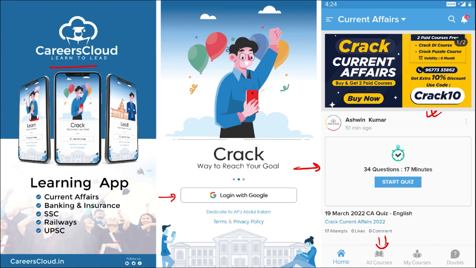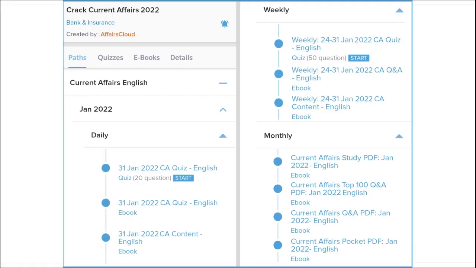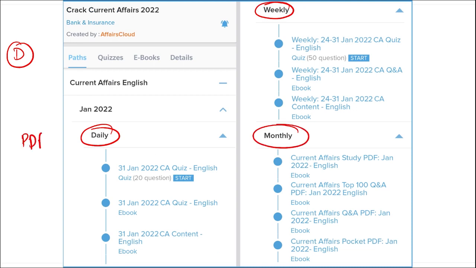If we talk about the course, why this course is so important, how you will be benefiting through this course. If you see, we provide current affairs on a daily basis, weekly basis, as well as monthly basis. On a daily basis, we will be providing you with PDFs of the content of that particular day. Apart from this, you will be getting a quiz on your application of 20 questions on a daily basis that will help you in boosting your preparation.